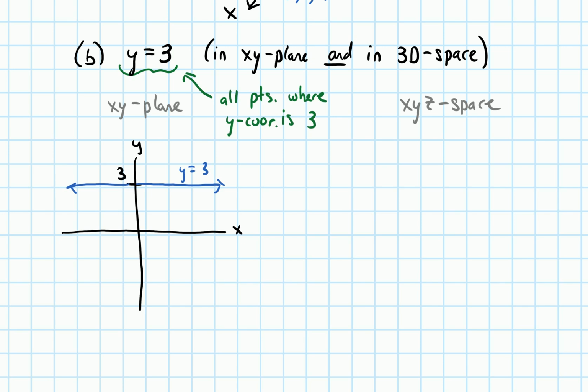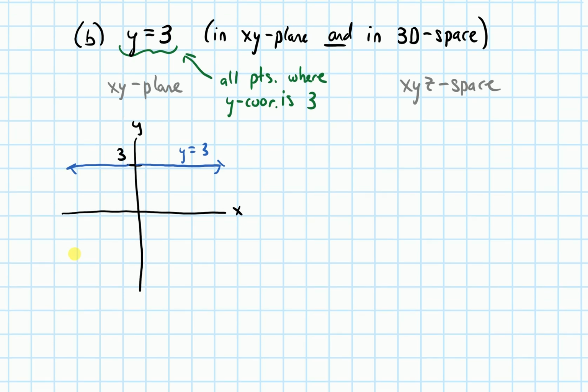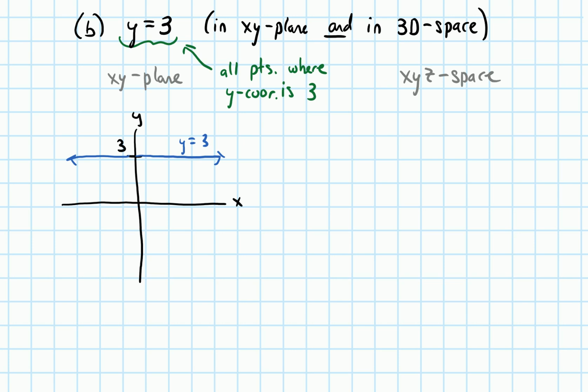Okay, so I'm going to make some comments about this that'll generalize to when I draw the 3D picture. Okay, so the first is, when I have the equation y equals 3, notice that it doesn't describe what x is. That means that x is what's called free. It is a free variable, and that means that it can be anything.